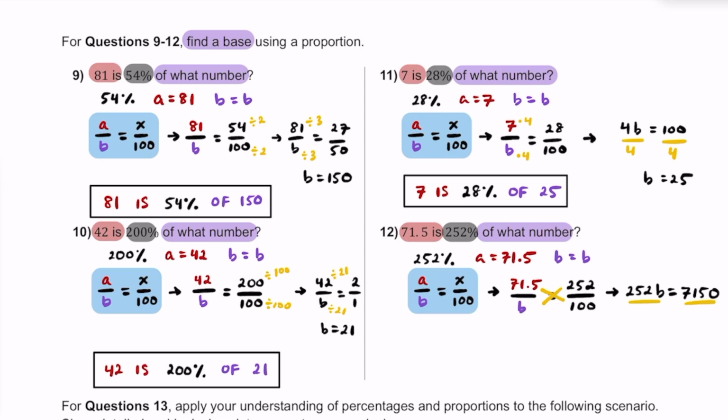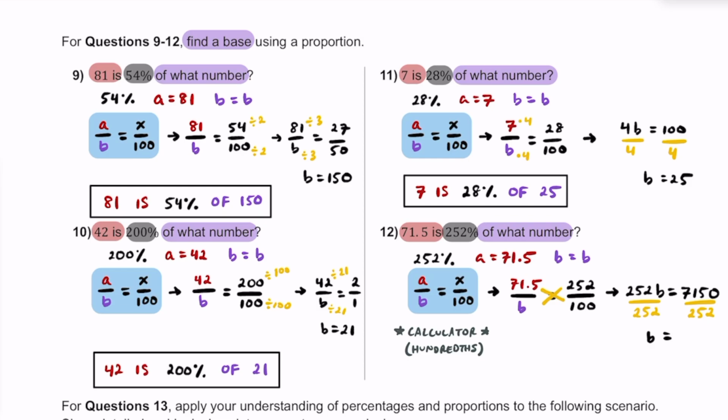We can divide both sides by 252 using that division property of equality. And then now here we really do have one calculation to make, which is this division. Now, because this one doesn't come out to a very nice number, feel free to go ahead and use a calculator for this division problem.